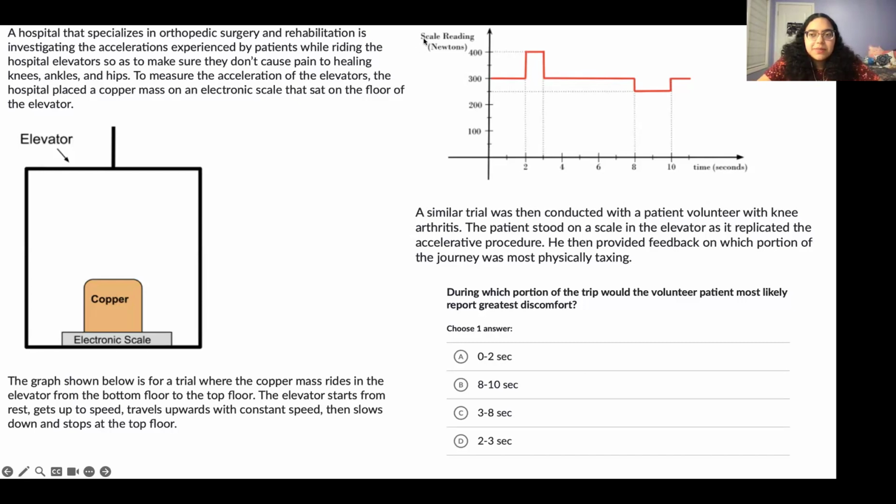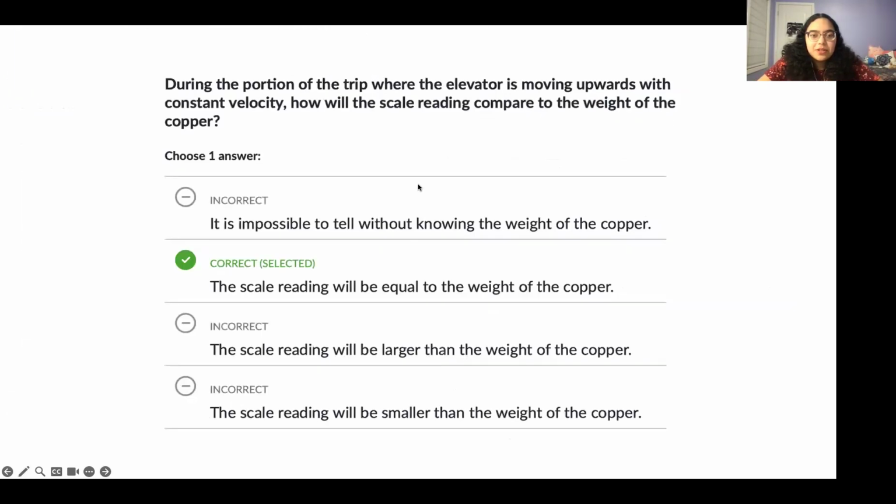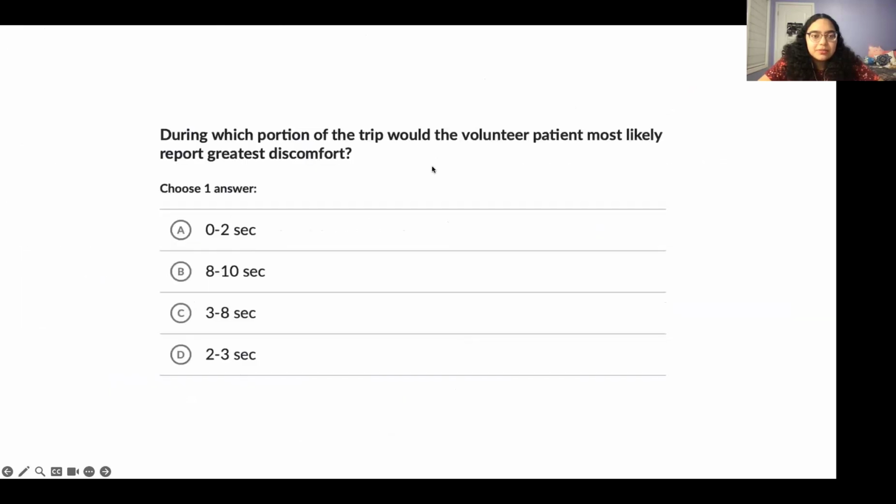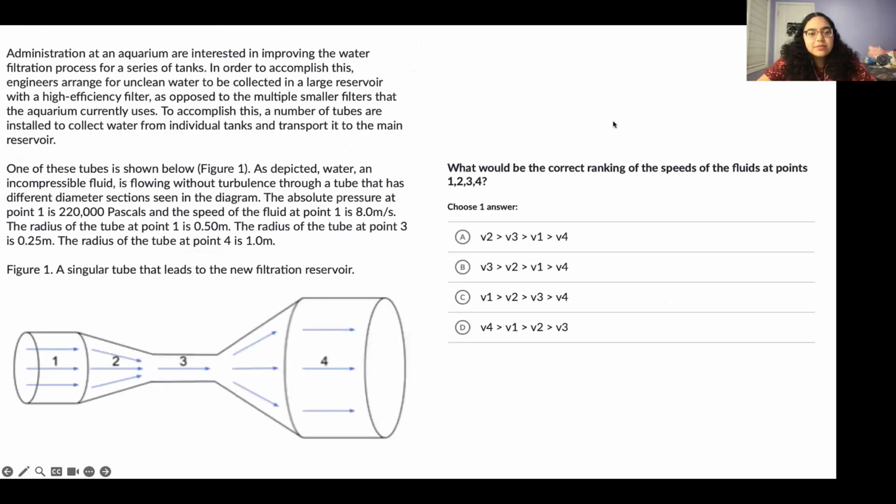Any questions about those? If you do, continue to feel free to drop them in the chat. I didn't even put the answer on this one. Otherwise, we can move to the second of the two passages. This one is about fluids.